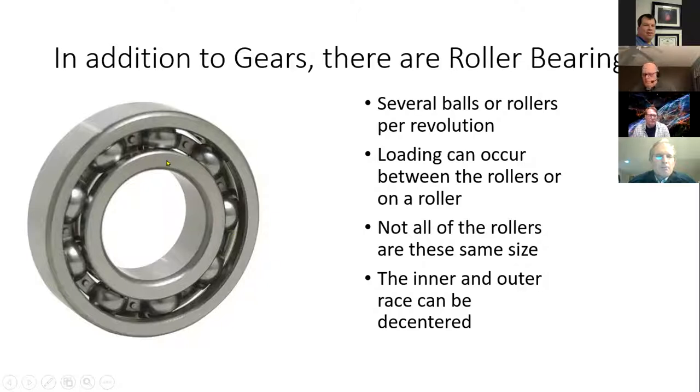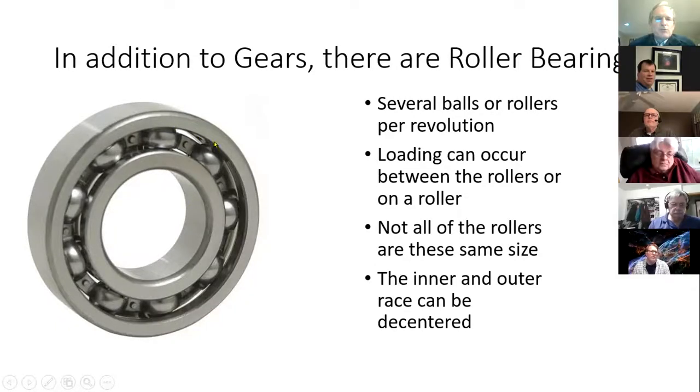But more importantly, the inner race and the outer race are not necessarily concentric. And it's in a way like a little gear. The outer part of the bearing is fixed, and so the balls kind of rotate over it. But the inner race is rotating. So these two surfaces kind of rotate past each other, and that can create periodic error as well.